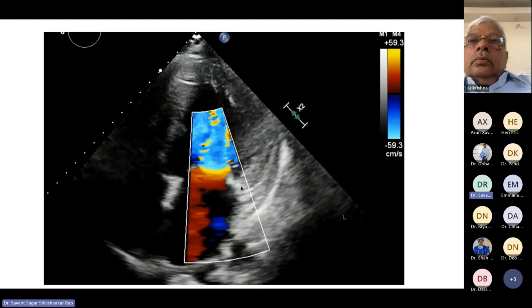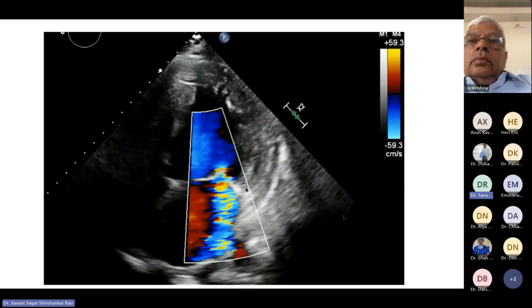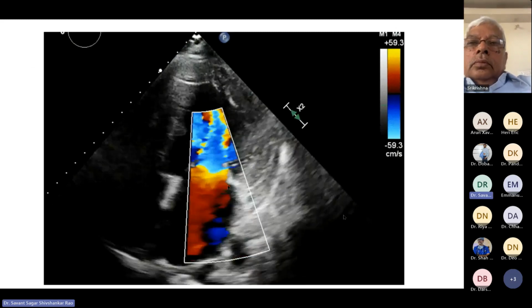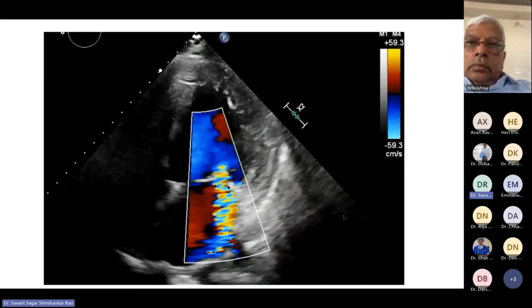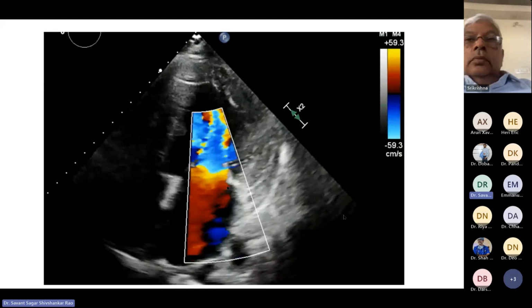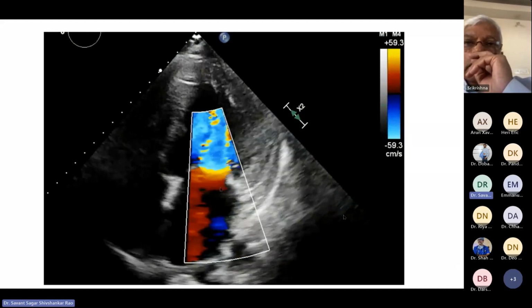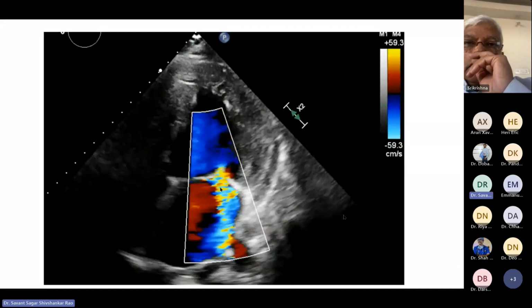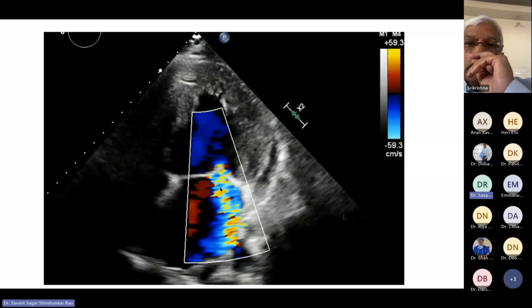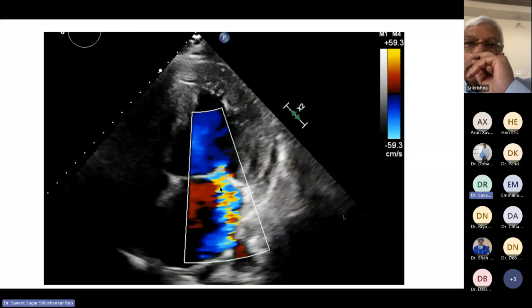This is the GIF image showing the four-chamber view. Color Doppler was put on the mitral inflow. Here, the blue signals which we can see at the level of the mitral leaflet is the mitral regurgitation jet. That is a central mitral regurgitation jet. Let us go further in detail.